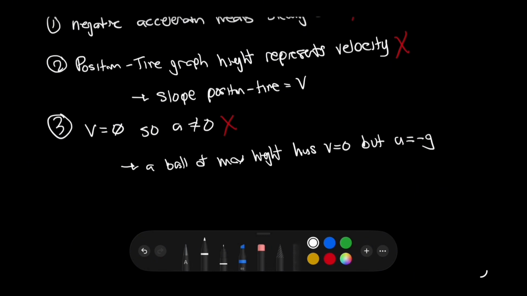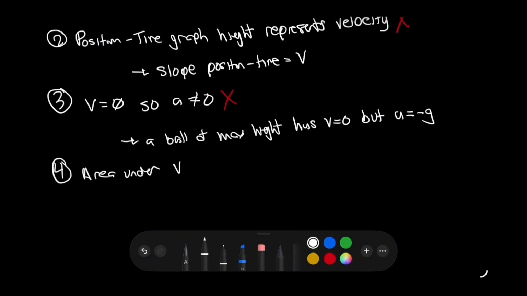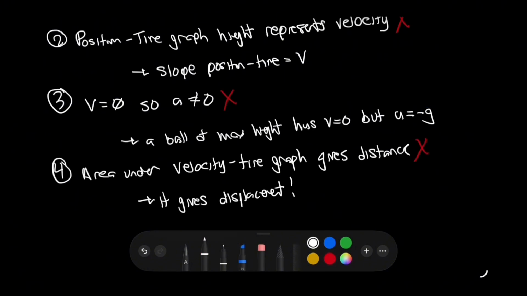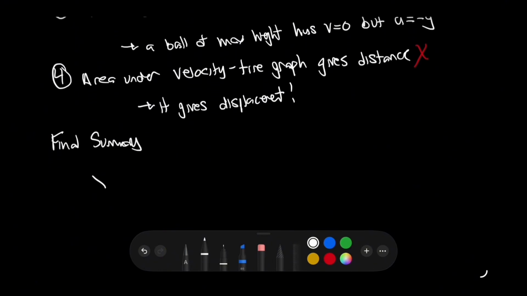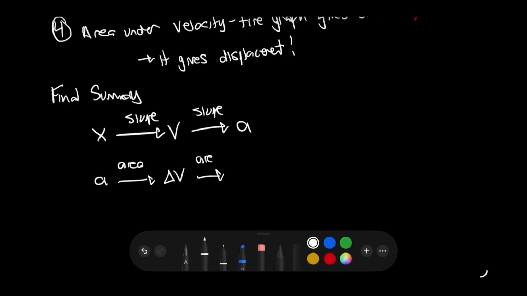And then the last mistake I've seen that's pretty common is that people think that the area under the velocity time graph gives the distance. It does not give the distance, it gives the displacement. And so that's another thing you want to remember. And so just a final summary here, these relationships here are key to solving these problems, where the slope of the position time graph gives the velocity and the slope of the velocity time graph gives the acceleration. And then backwards, the area under the acceleration curves gives the change of velocity, and then the area under the velocity curve gives the change in position.